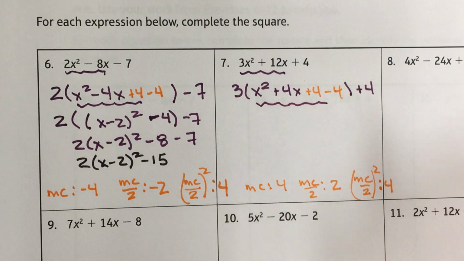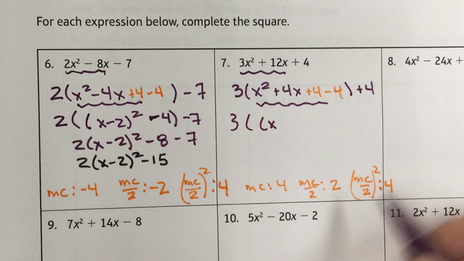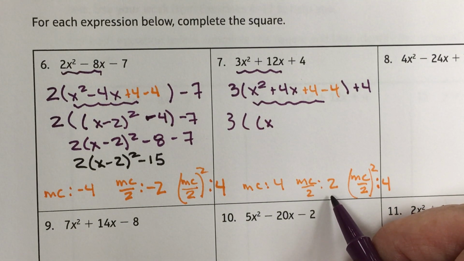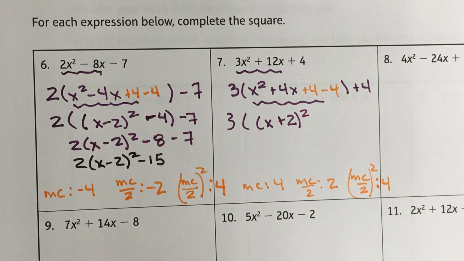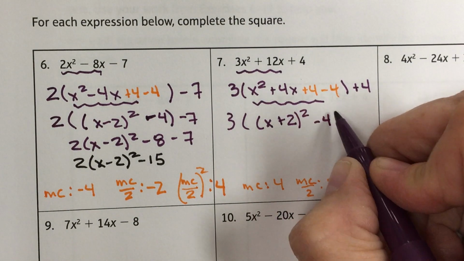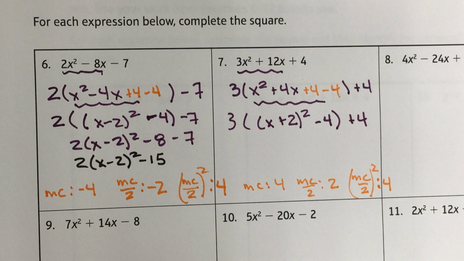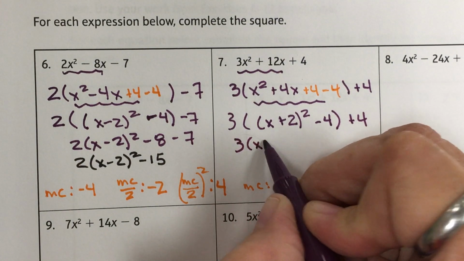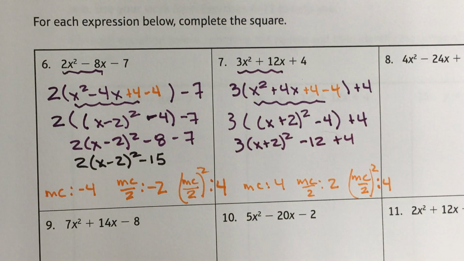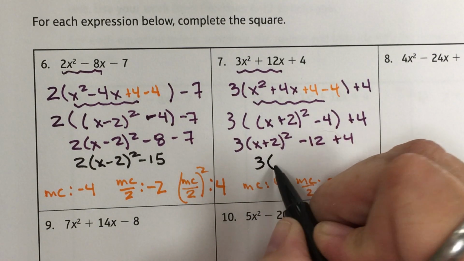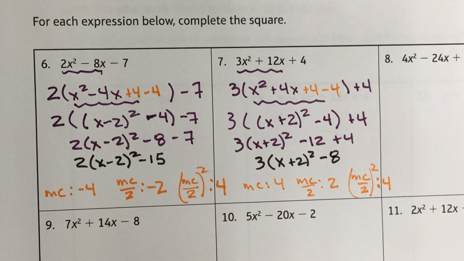I look at the first 3 terms. I have a 3. I factor this. Amazingly, you use this middle coefficient divided by 2. So I get plus 2. I square that. I have the minus 4 out back, and a plus 4. Then I distribute. Minus 12 plus 4. And then finally, I get 3 times x plus 2 squared minus 8.